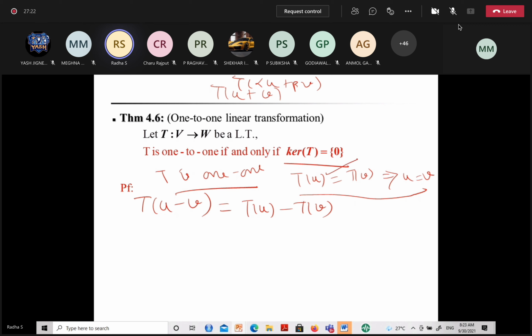T of U and T of V are same implies U and V are same, right? Okay, so I'm assuming T of U equal to T of V. So T of U minus V equal to 0. So then the only possibility is U and V are same. Right? So whenever T of U and T of V are same, T of U minus V becomes 0. So when will T of U minus V become 0? Only when U and V are 0. That is only T of 0 equal to 0. No other possibility.